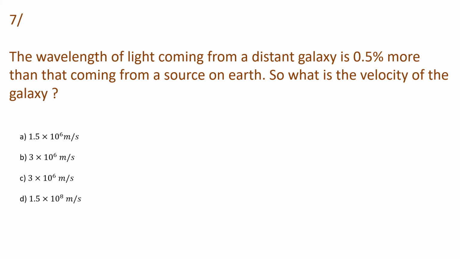Then here is our next question, which is: the wavelength of light coming from a distant galaxy is 0.5% more than that coming from a source on Earth. So what is the velocity of the galaxy? And the options are 1.5 into 10 to the power 6 meter per second, 3 into 10 to the power 6 meter per second, 3 into 10 to the power 6 meter per second, or 1.5 into 10 to the power 8 meter per second. So let's see what will be its answer.